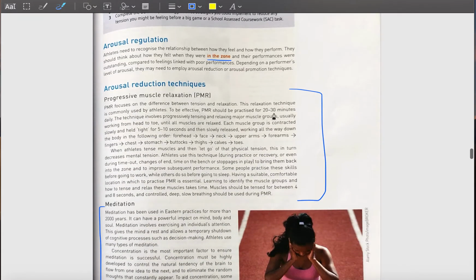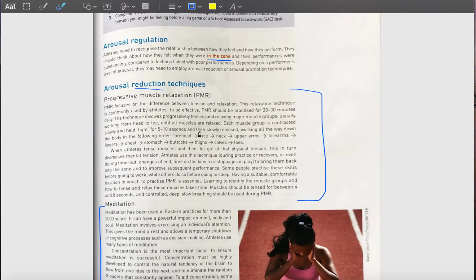So, some of the strategies we can use to reduce arousal is progressive muscle relaxation. Now, I believe I went through this with some of you guys in the weights area one day, and it's good to practice this for 20 to 30 minutes every day for athletes, but it's when an athlete slows down, they lie down, they start by tensing one part of their body, it might be their forehead, and they tense it for 5 to 10 seconds, and then they slowly release all of the tension in that muscle.